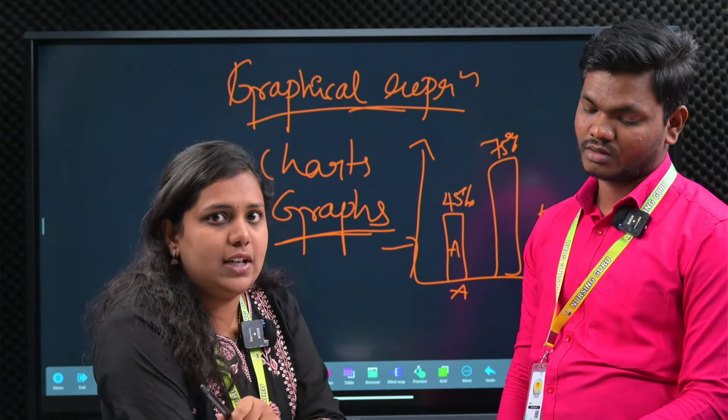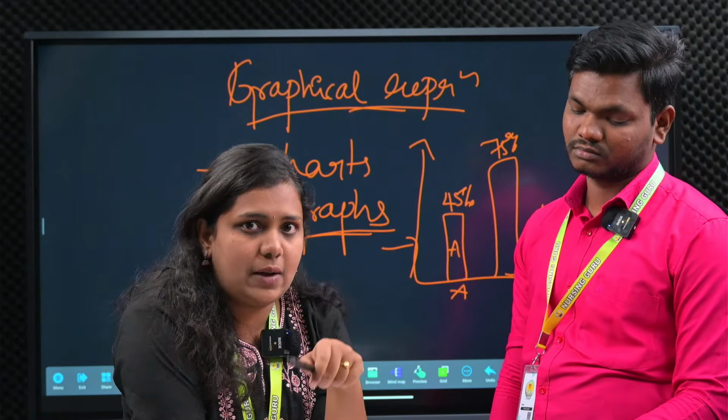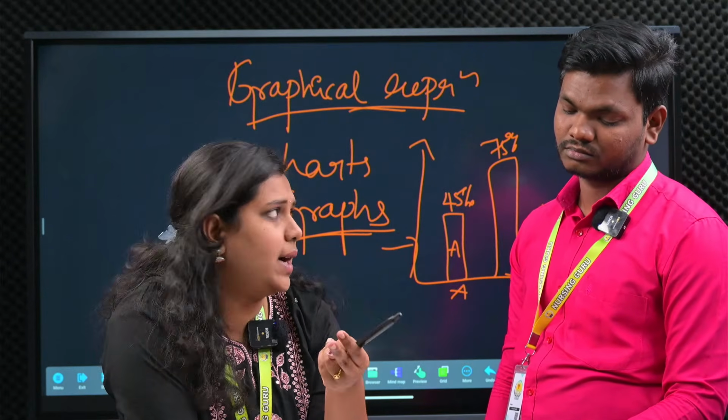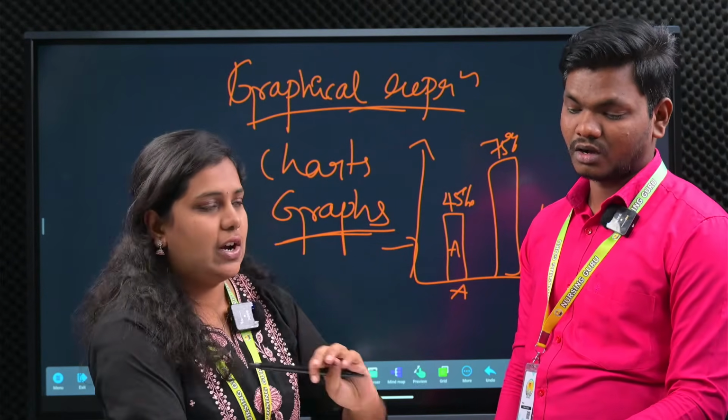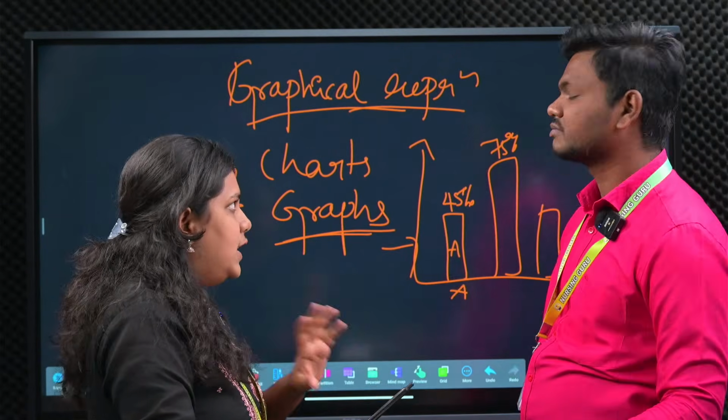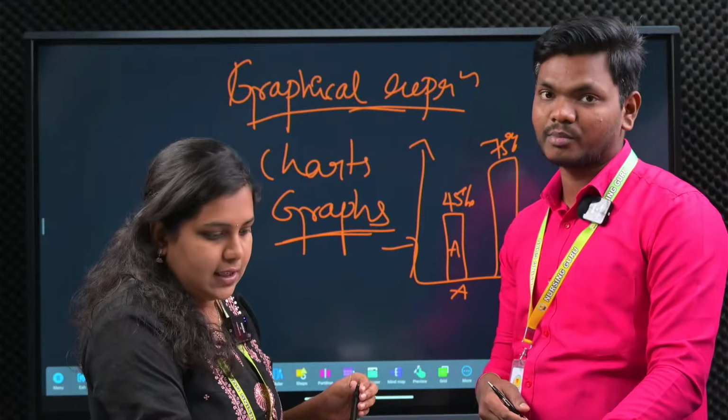It is very important. What are the types of graphical representation? For example, charts, graphs, bar charts, pie charts. You have to study all this. Then the advantages of those charts are very important. Types of charts are very important for the 2 marks.